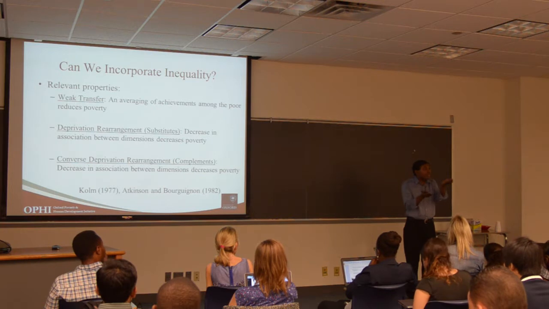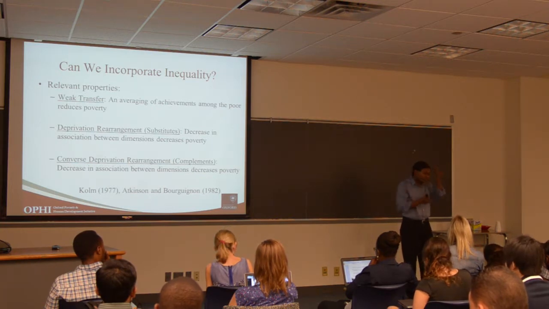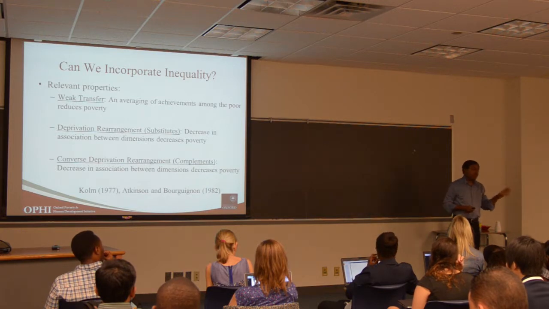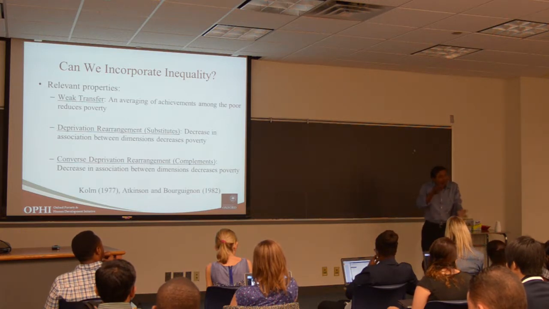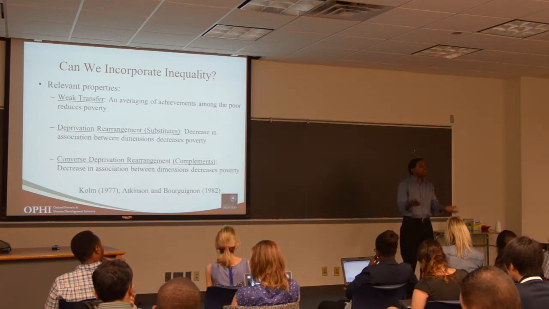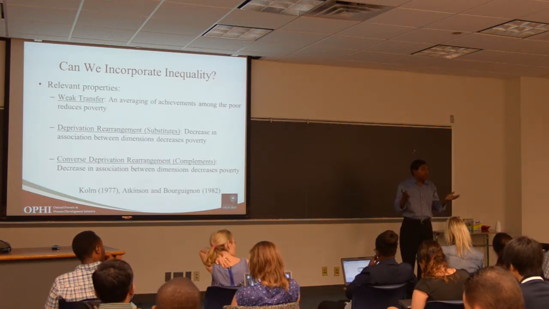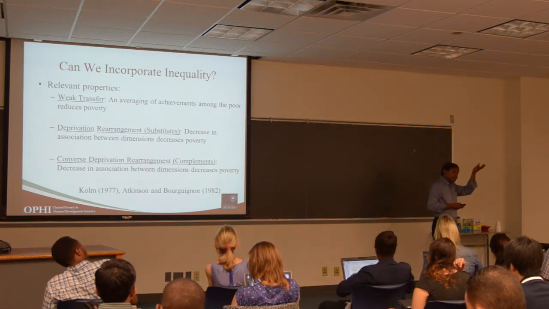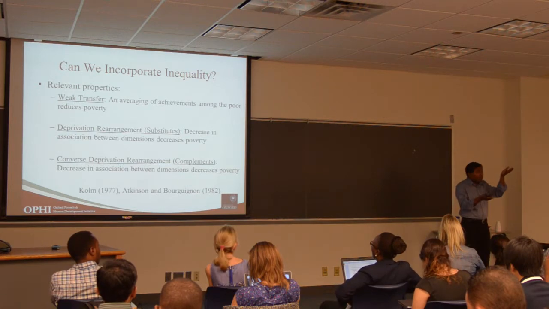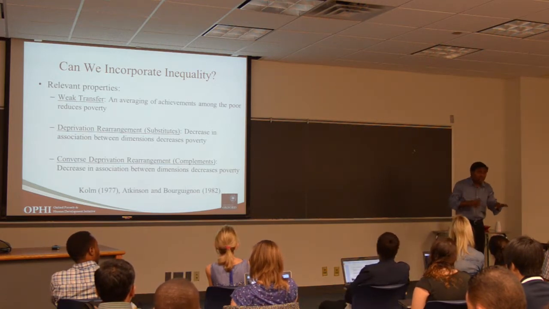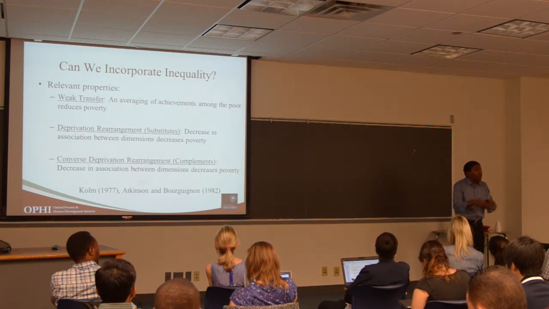So in this case, dimensions could be complement. In practice, the relationship between dimensions is less well explored, and we do not know. At different levels of development, we could have a different type of relationship between dimensions, and we do not know. In theory, however, when you have increasing association, that means poverty increases when you are substitute. On the contrary, if you have decreasing association, poverty decreases when things are substitutes. The other way around, when they are complement.